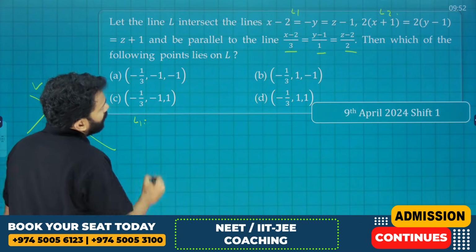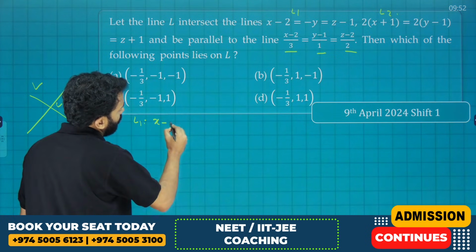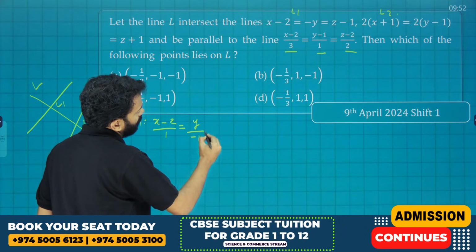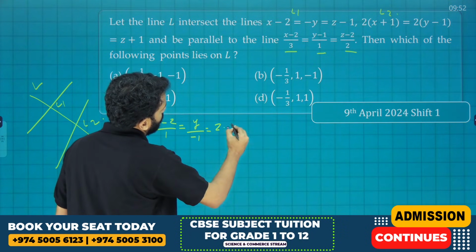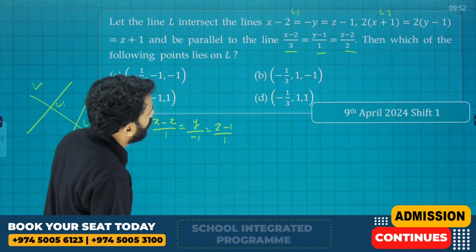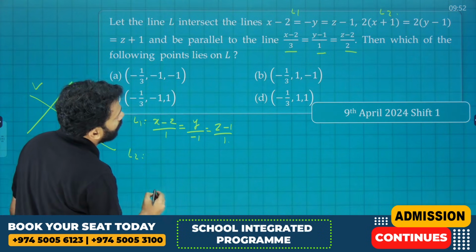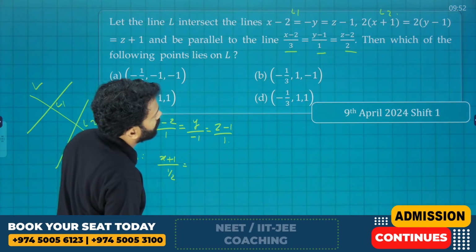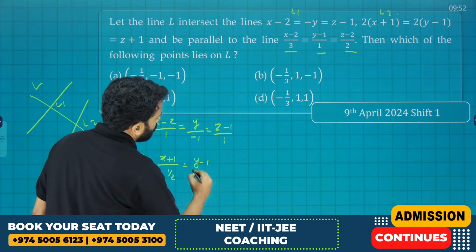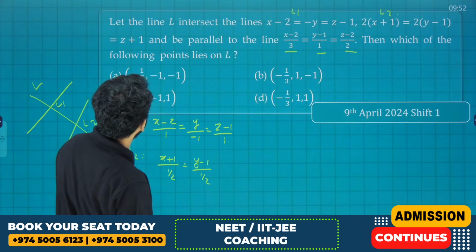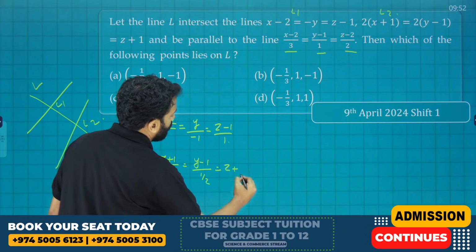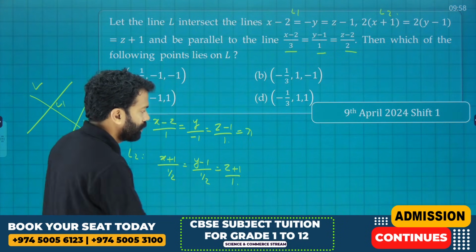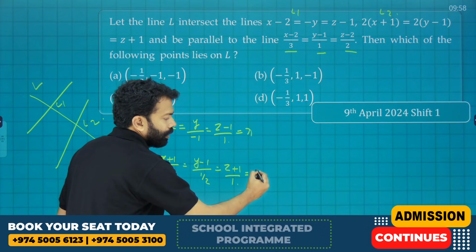That is L1: (x minus 2) divided by 1 is equal to minus y, which can be written as y by minus 1, is equal to (z minus 1) by 1. And line L2 is (x plus 1) divided by 1 by 2 is equal to (y minus 1) divided by 1 by 2 is equal to (z plus 1) by 1, and this is equal to k. I hope you got the idea here.